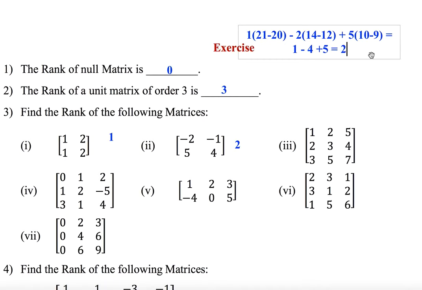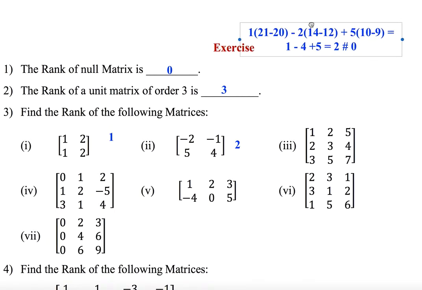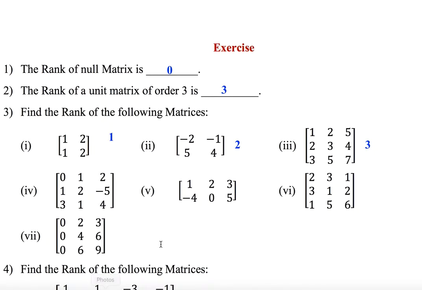Since the determinant is not equal to 0, we can conclude that the rank is 3. We found the determinant of the 3 by 3 matrix, so it has full rank 3. This part is not needed anymore.